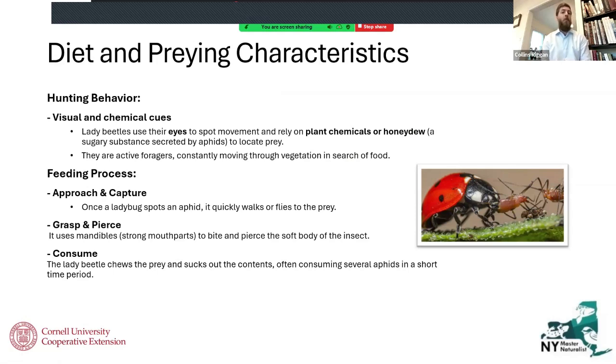As I mentioned, they use their mandibles to bite and pierce the soft body of their insects. And they chew and then suck out those nutrients from whatever it is that they're eating. And they can consume several aphids in a short period of time.